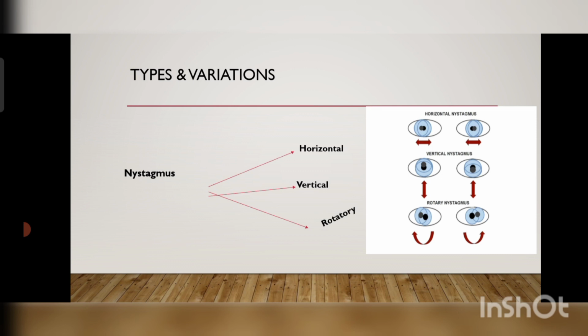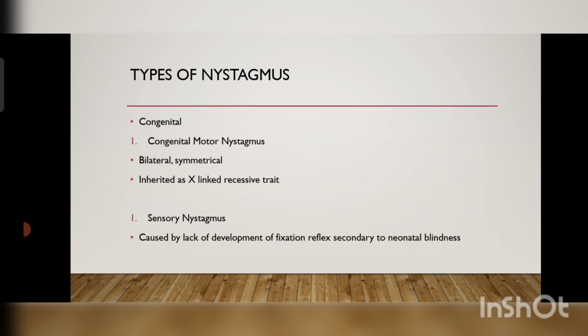Coming to types and variations, nystagmus may be horizontal, with a sideways movement. Vertical, with an up and down movement, and rotatory nystagmus, clockwise or anti-clockwise, where there is a twisting or torsional movement of the eye. The oscillations can be described by the amplitude, that is the distance the eye travels, and the frequency, that is the number of oscillations per second.